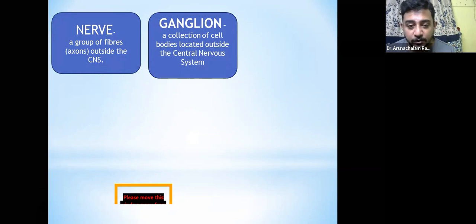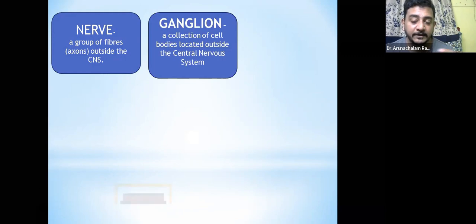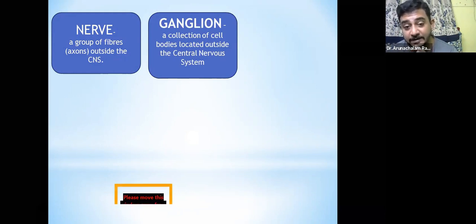What is meant by ganglion? You come across this name ganglion everywhere when you are studying. Ganglion means a collection of cell bodies. So when I say neuron, a neuron has a cell body, axon and dendrites. So where are these cell bodies? They are always found in a collective manner. The nerve cells are in a collection. If it is located outside the central nervous system, it is called a ganglion. And if it is located inside the central nervous system, it is called a nucleus. Got it? So nucleus and ganglion.